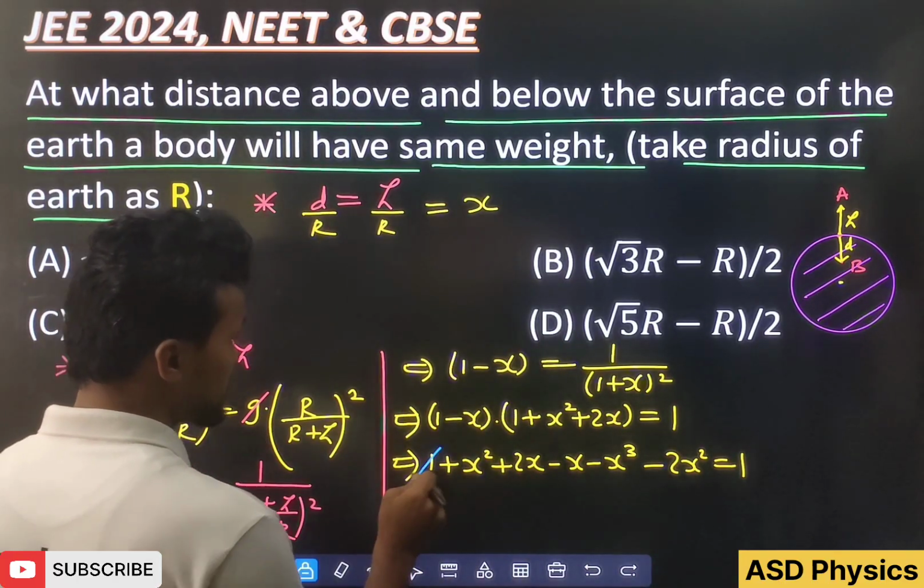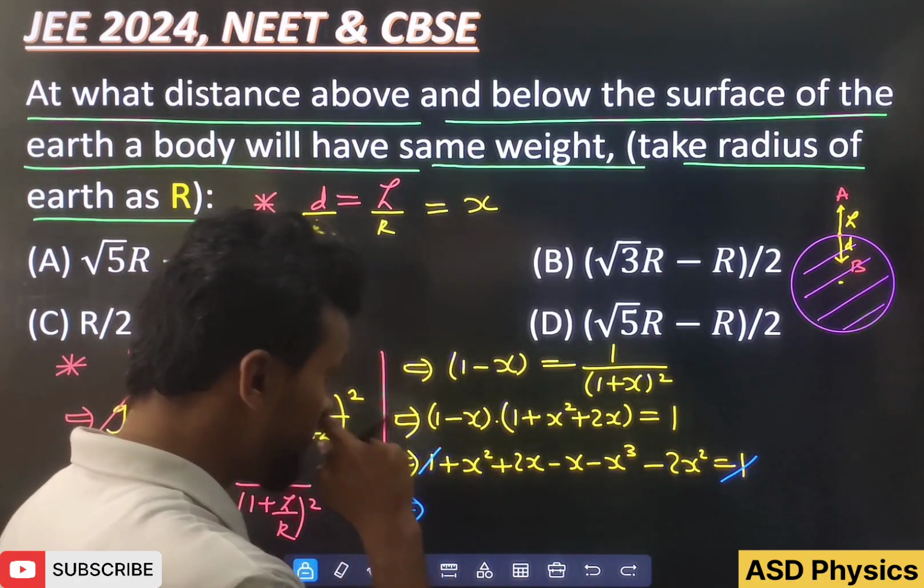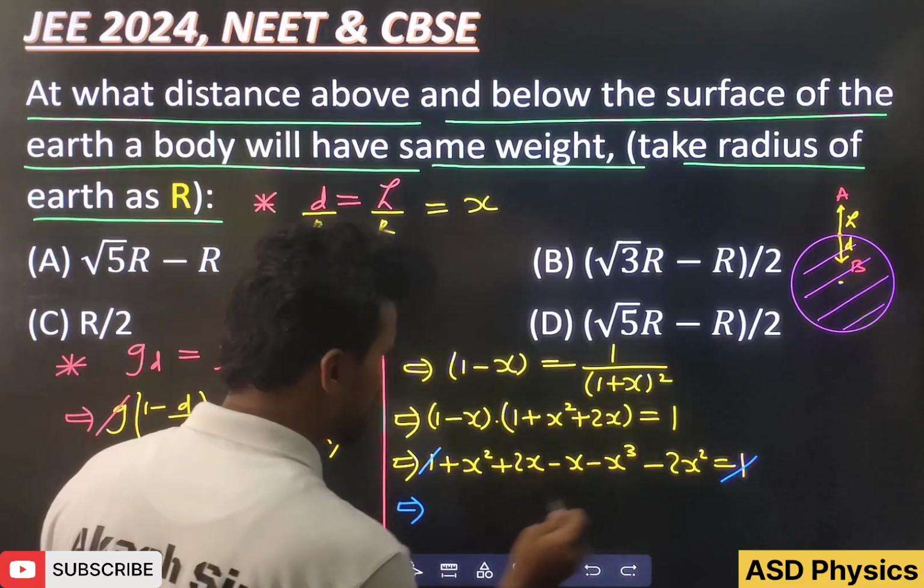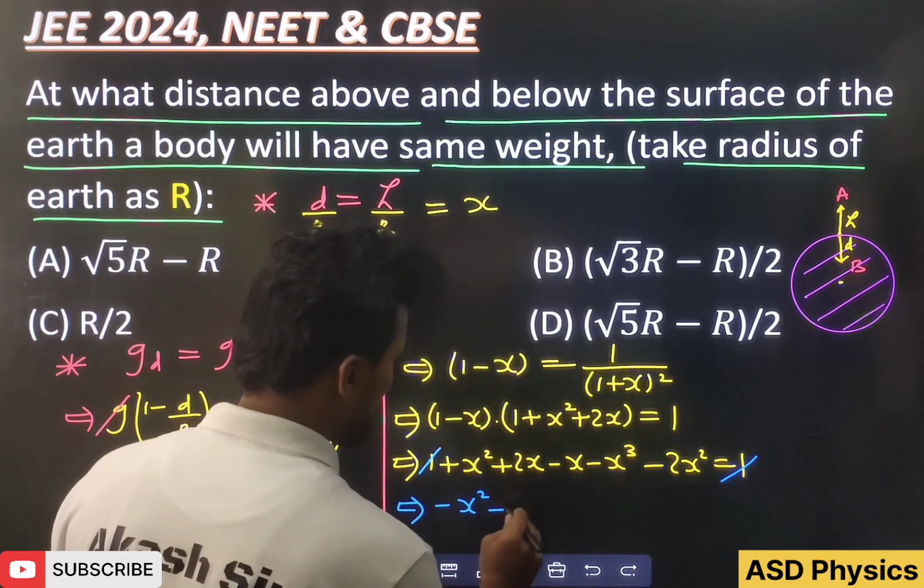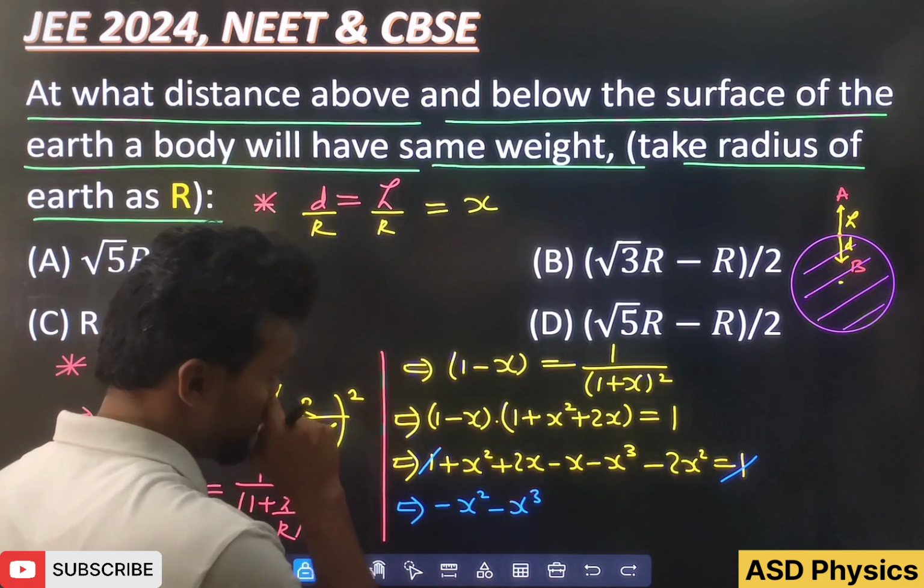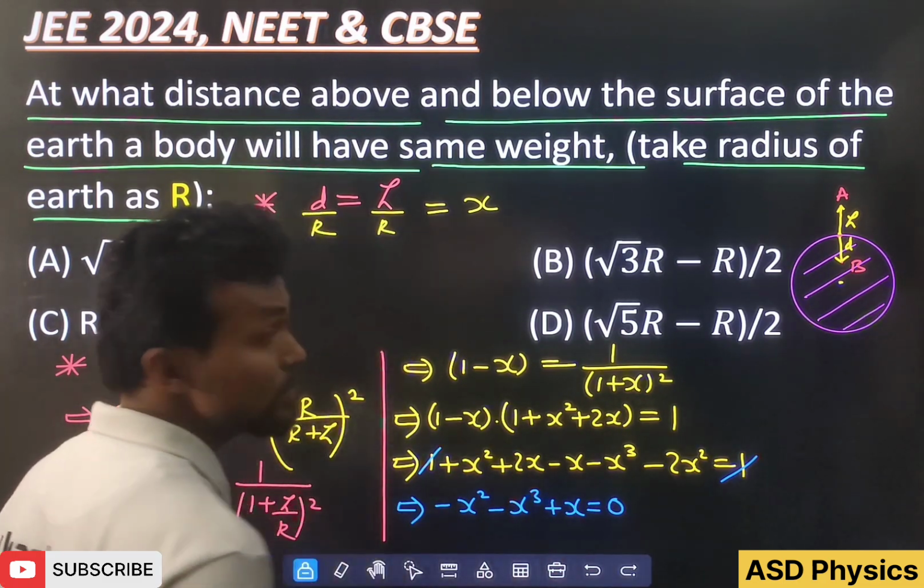Now what will happen here, see, this 1 and this 1 are cancelled. After that we can write here, see, X square minus 2X square, so this will become minus X square, and here you can see minus X cube, and here plus 2X minus X, what is coming here, plus X is equal to how much here?